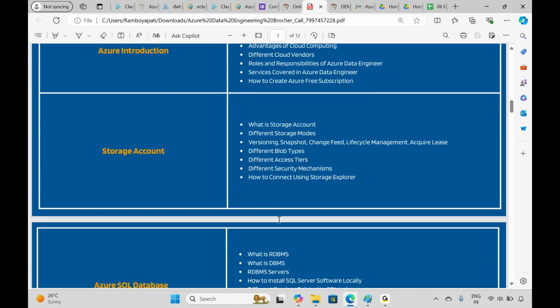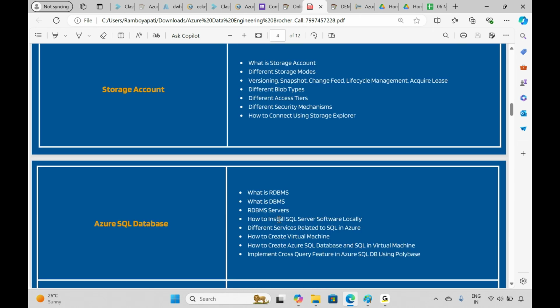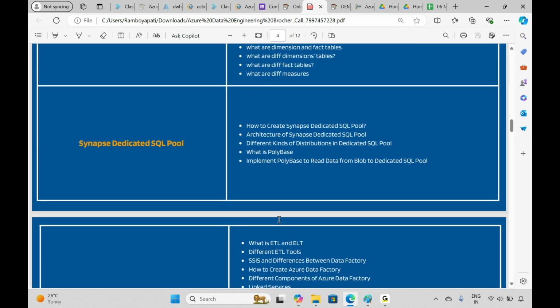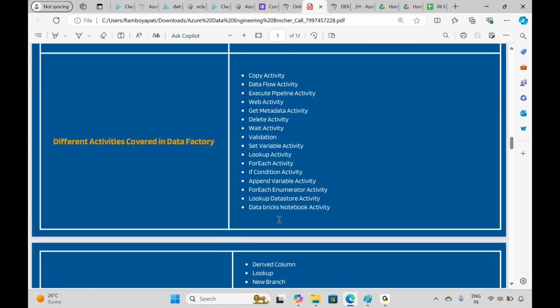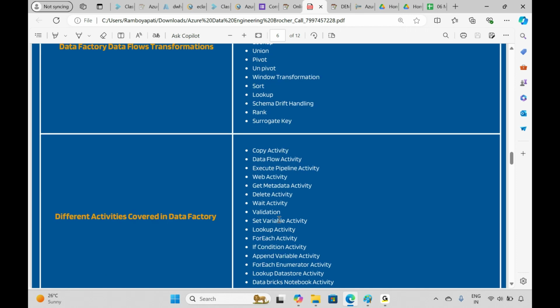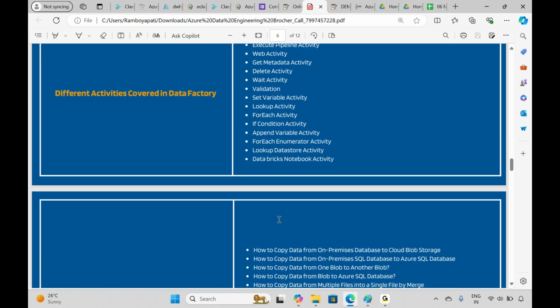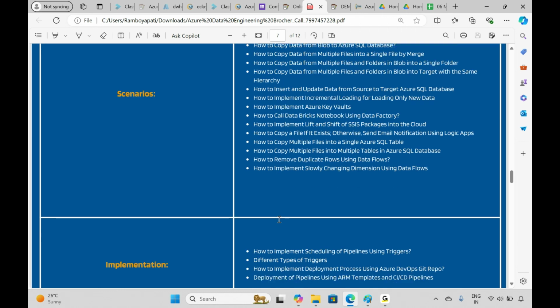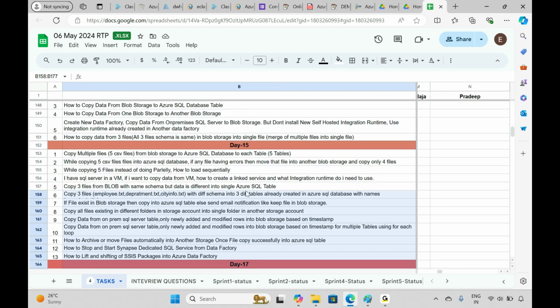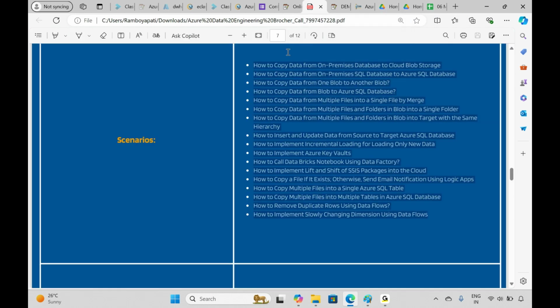This is the Azure introduction, storage account, Azure SQL database, and data warehousing concepts. Also, we are going to discuss Synapse dedicated SQL pool, Azure Data Factory, the different activities covered in the Data Factory, the data flow transformations, and the scenarios we are going to cover. Apart from this, we are covering these Data Factory scenarios, and we are including many more scenarios in the real time program as well.